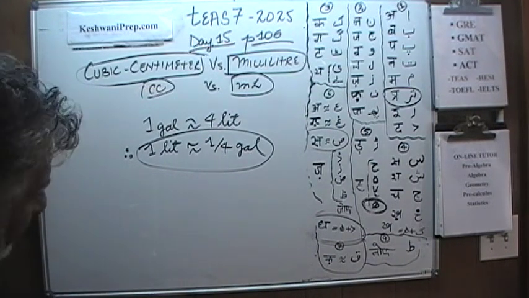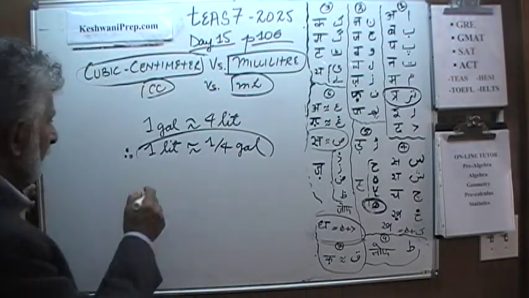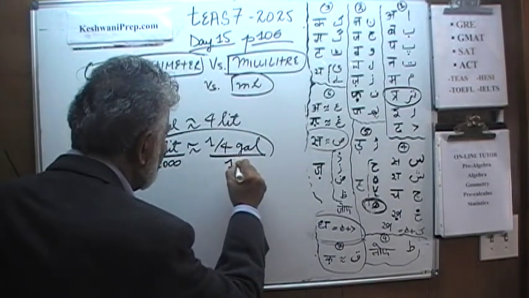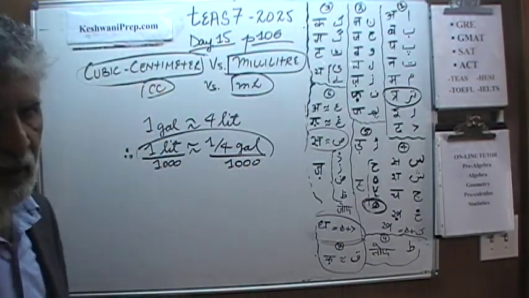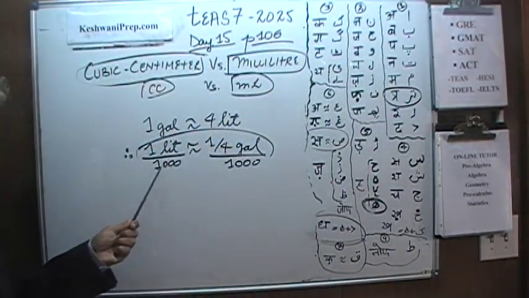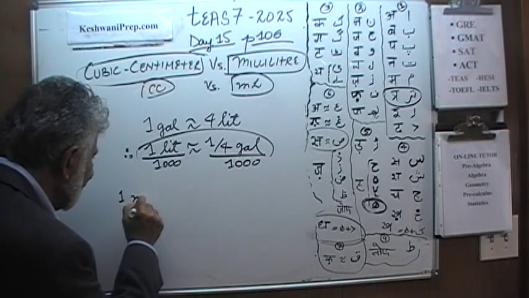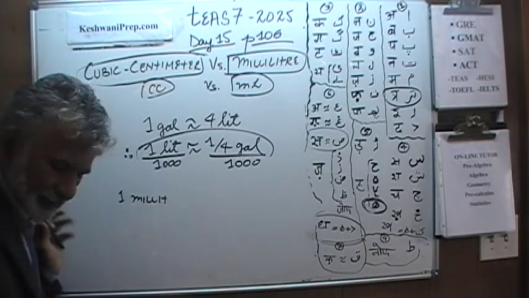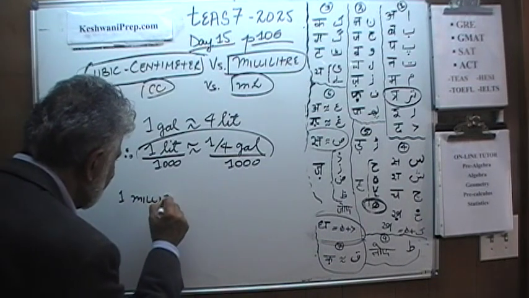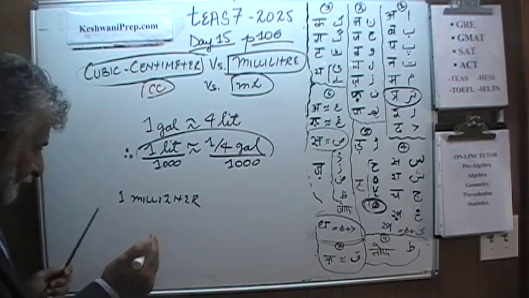Now imagine that we're going to take that amount of liquid, 1 liter, and divide it into 1,000 equal parts. That's not a lot of liquid. That's a very small amount of liquid. That small amount of liquid, 1,000th of a liter, is 1 milliliter.